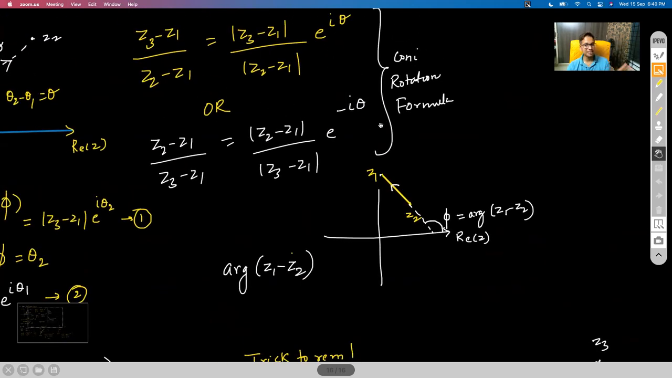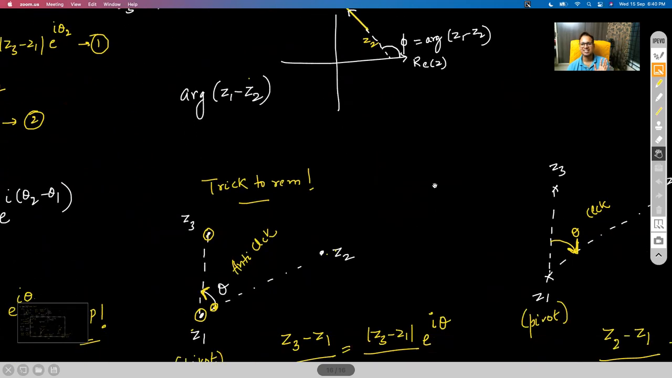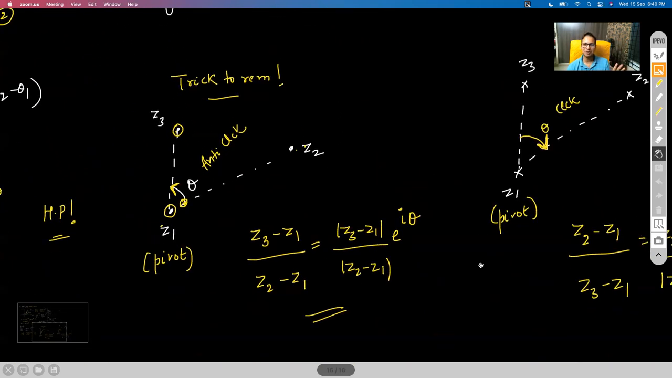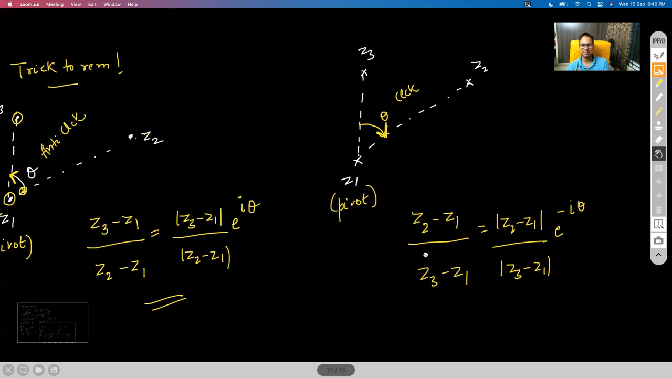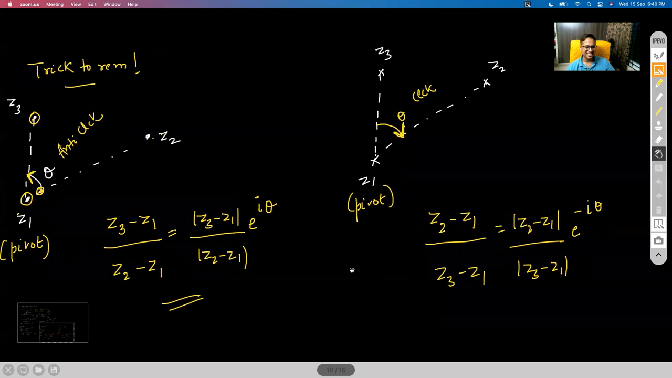See, they are both the same formula. It's just that you're representing it in a different way, right? So both are the same formula. It's just another way of writing the same thing. Is it fine? Now you will remember this CONI formula. Can we see an application of this formula now?